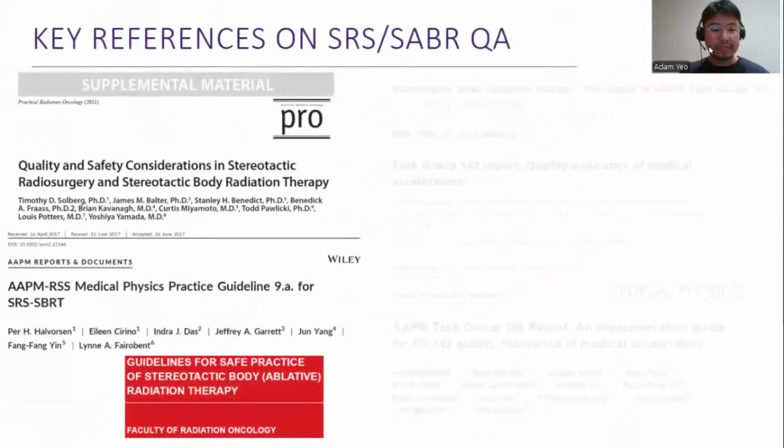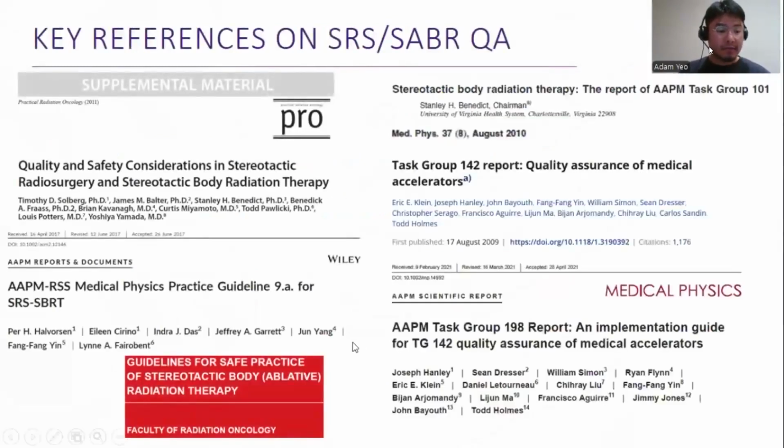To start with some key references, which personally I find quite useful: the Radiosurgery Society and AAPM joint practice guidelines, as well as the supplementary material for SRS and Sabre published in PRO. Also, there is the series of AAPM task group reports starting from TG101 followed by TG142. Sorry, the other way around. And a relatively more recent one is the implementation guide for TG142, which is specifically assigned to Task Group 198.